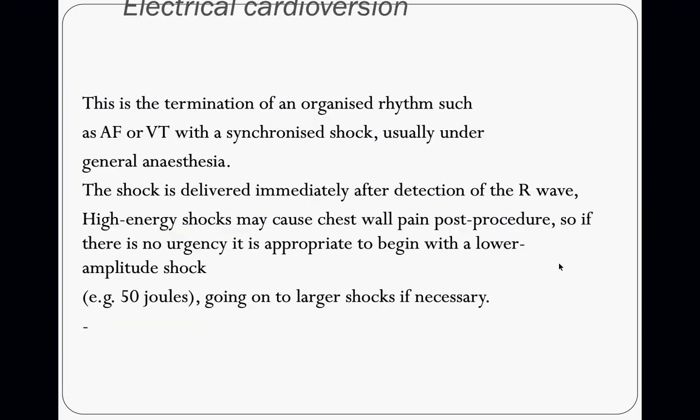Next slide. Electrical cardioversion. This is the termination of an organized rhythm, such as AF or VT, with a synchronized shock, usually under general anesthesia. The shock is delivered immediately after detection of the R wave. High energy shock may cause chest wall pain post-procedure, so if there is no urgency, it is appropriate to begin with a lower amplitude shock like 50 joules, going to a larger shock if necessary. A larger shock of 150, 160, or even 300 can be given for a more dangerous rhythm like VF.